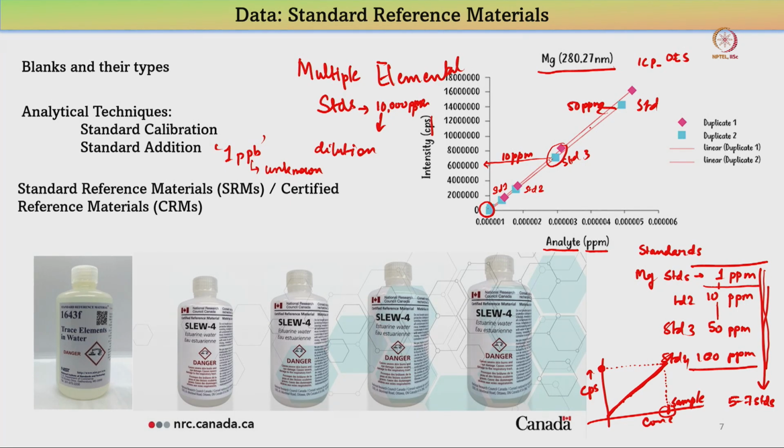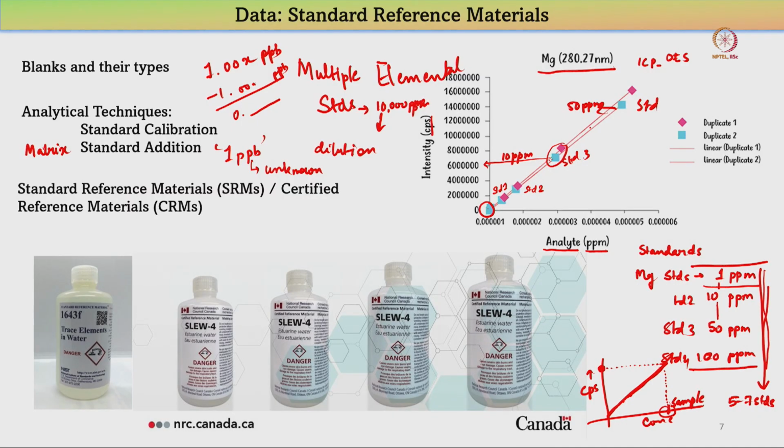To my unknown sample, I am going to add the 1 ppb solution, and now I am going to measure it. So, suppose it comes out as x ppb. Then, from my final value, I will subtract the 1 ppb, because I have added it artificially from outside. Then it will give me the actual concentration.